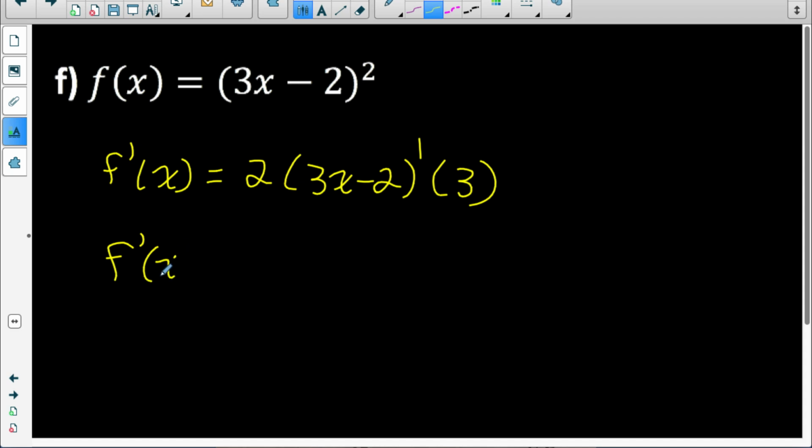And then I can multiply the factor of 2 and 3 together and get 6. So 6 times 3x minus 2. And I guess I could distribute that. I could get 18x minus 12, but I'm going to leave it in factored form.